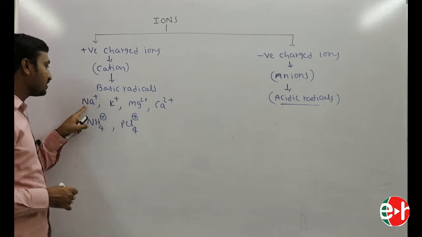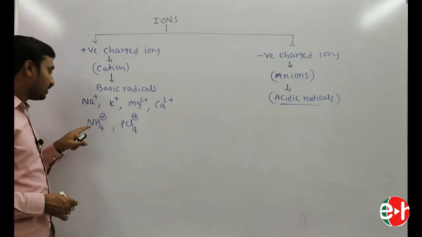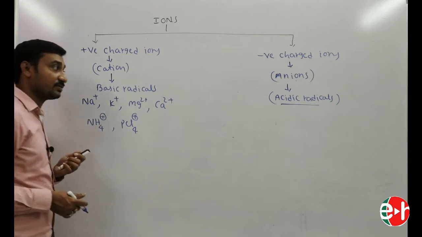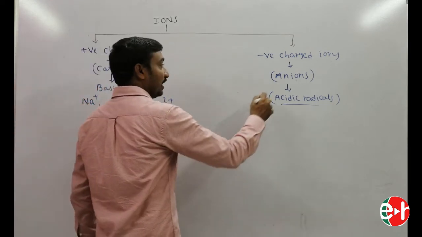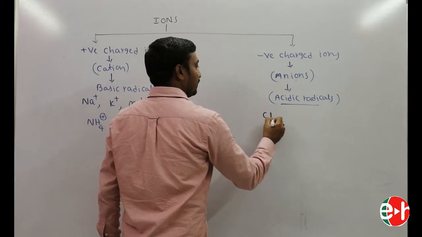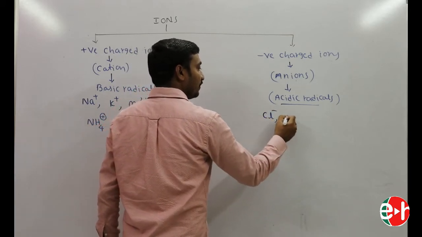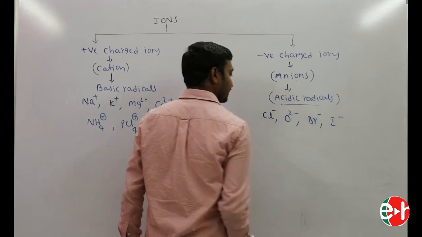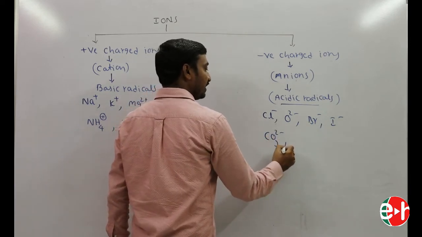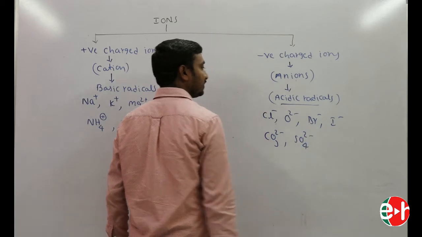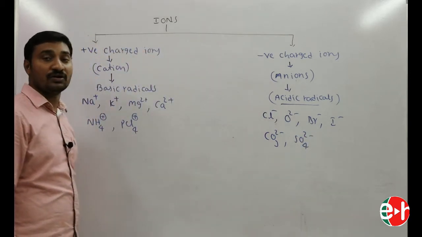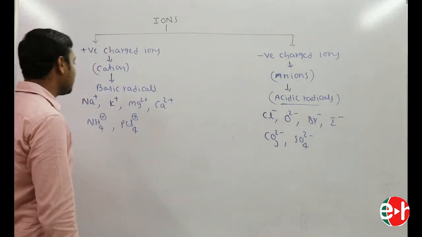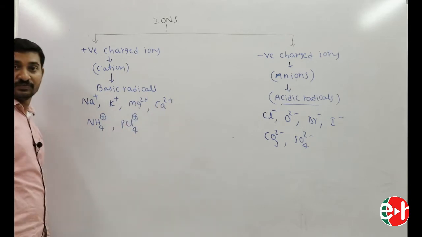Different examples. These are atoms with positive charge. These are molecules with positive charge. All are cations. Now anions. Examples: Cl minus, O2 minus, Br minus, I minus, CO3 2 minus, SO4 2 minus. So these are examples of anions. Anions means negative charge. Cation means positive charge. Okay?